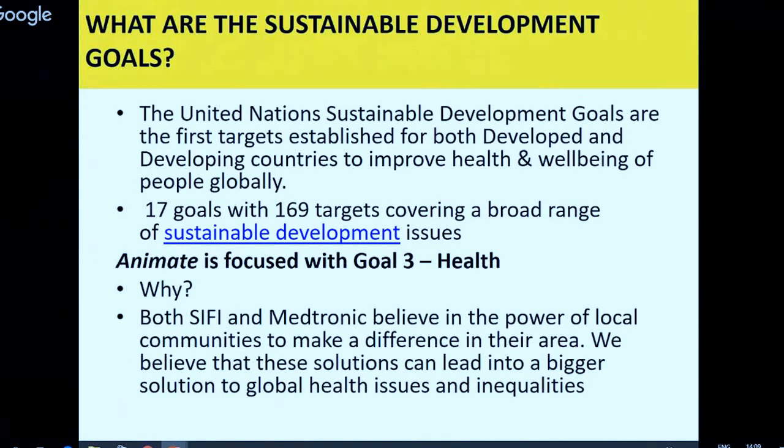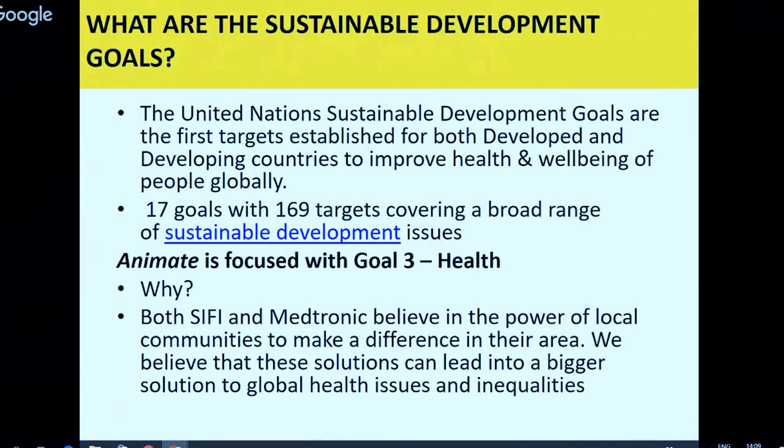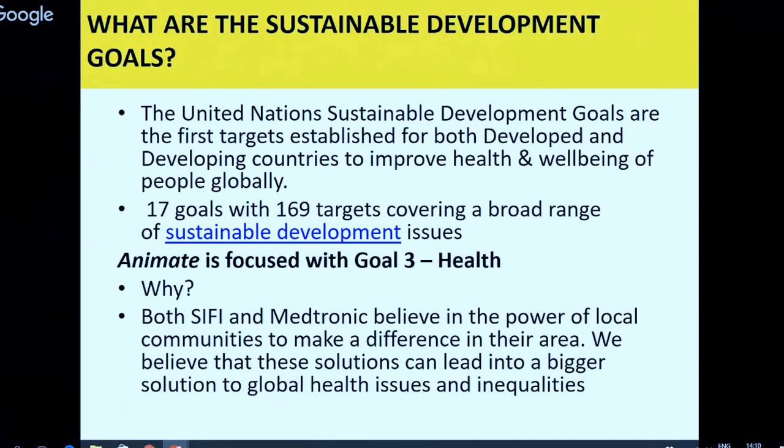So while we have focused particularly on goal 3, which is health, we are not expecting projects to address a global issue, but what we feel at Social Innovation Fund and in partnership with Medtronic is that we believe in the power of local communities to make a difference in their local area. And we believe that these solutions can have a knock-on effect to global issues and greater inequalities. So that's where we're positioning. So we're asking projects that if you're applying for the Healthy Communities Award to position your application in reference to one of the targets set under goal 3.